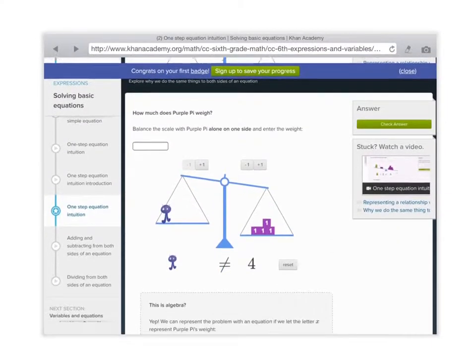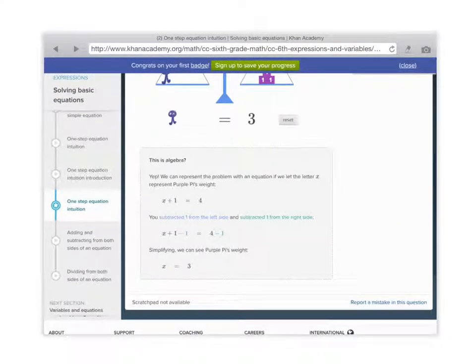Again, if we look down at the algebra, we have x plus 1 is equal to 4. And we want to find the value of x. So therefore, we took the 1 away from one side. Then it became unbalanced. So we had to take the 1 away from the other side to get the value of x.